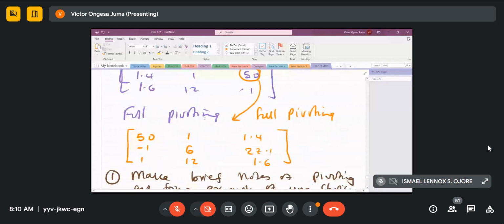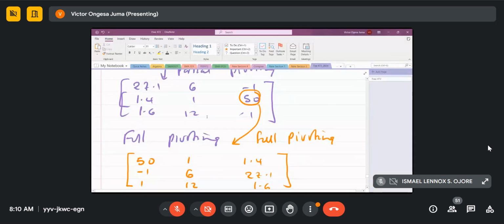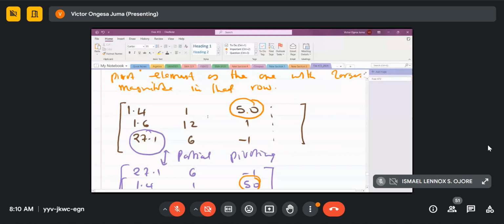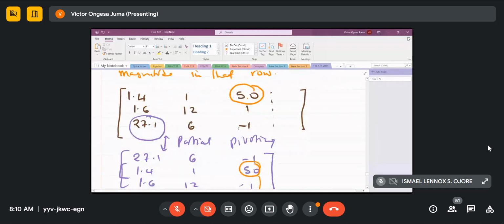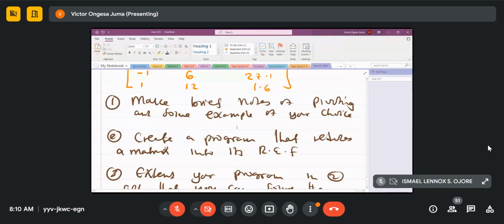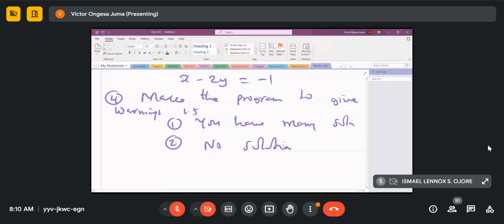And so I wrote here some matrix. I don't know. Can somebody, did you write down the examples? Can somebody give us an example we can try with partial or full pivoting? Among the examples you wrote down, can somebody give us an example?